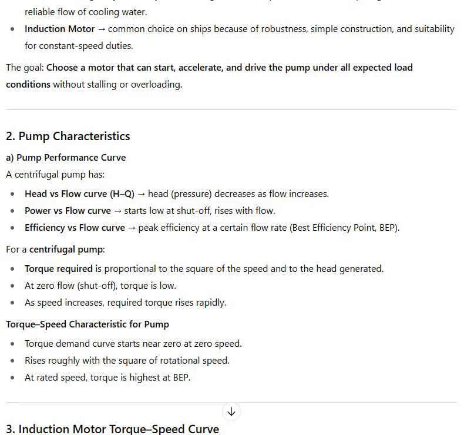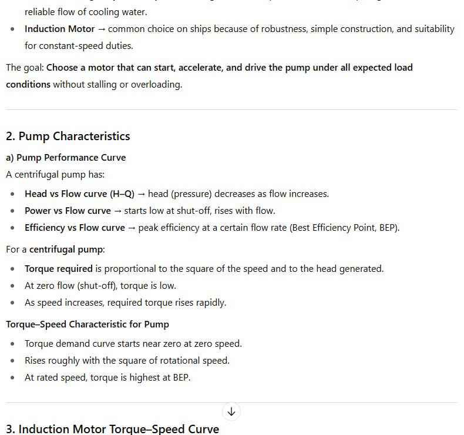Peak efficiency occurs at a certain flow rate, the best efficiency point, the BEP, whatever you can call it. For a centrifugal pump, the torque required is proportional to the square of speed and to the generated head. At zero flow, the torque is always low. That is why you shut the discharge valve. As the speed increases, the required torque rises rapidly. So here the torque is proportional to the speed of a centrifugal pump.